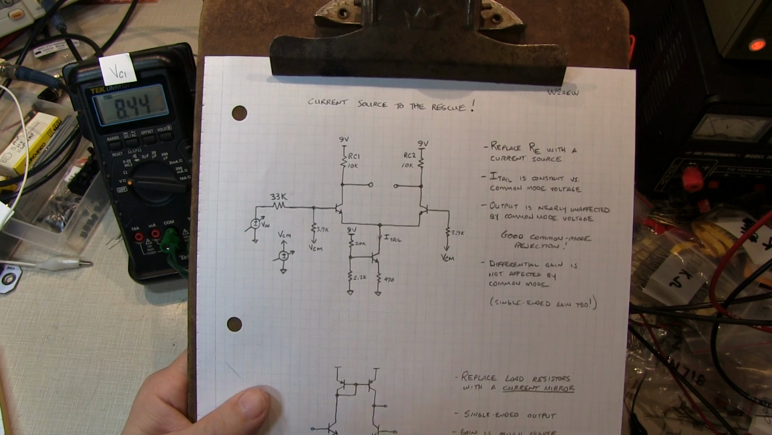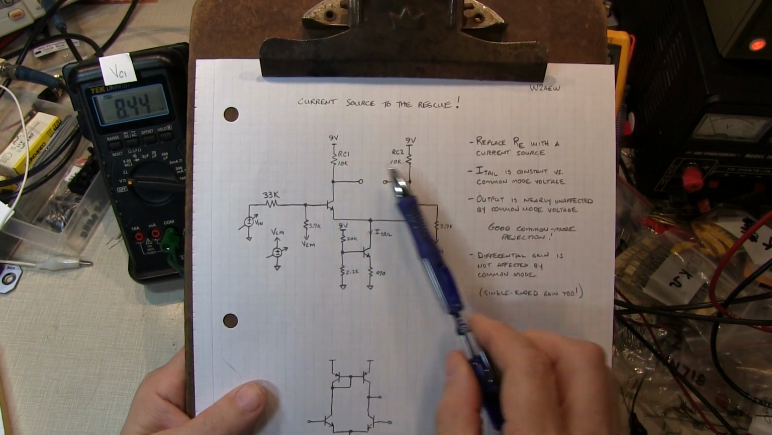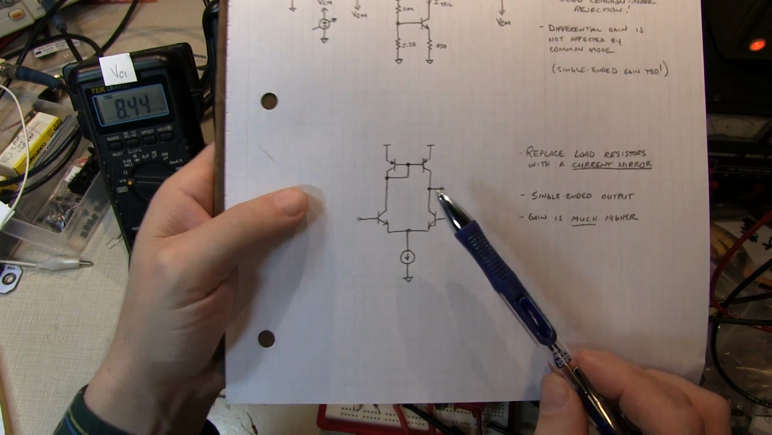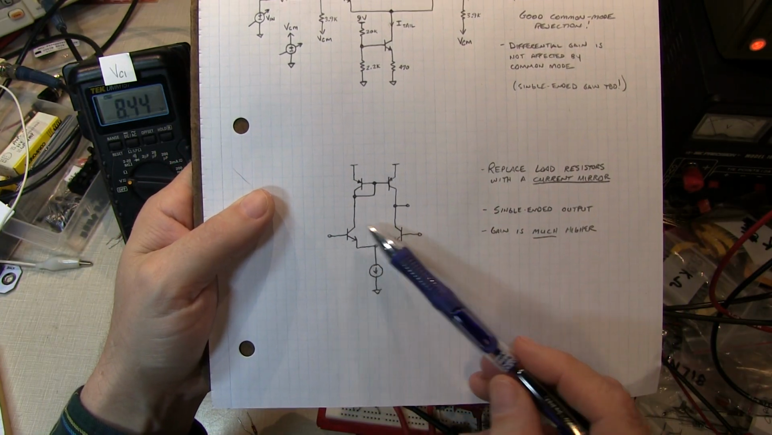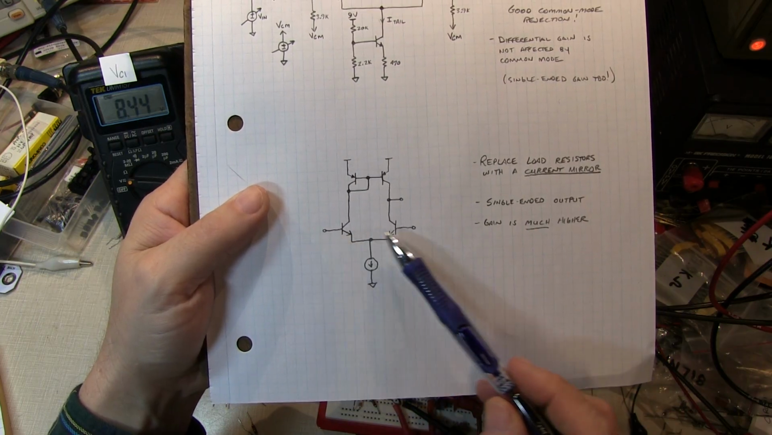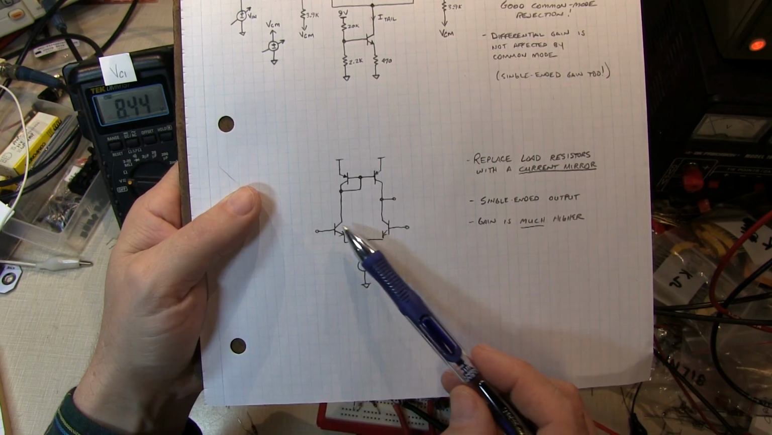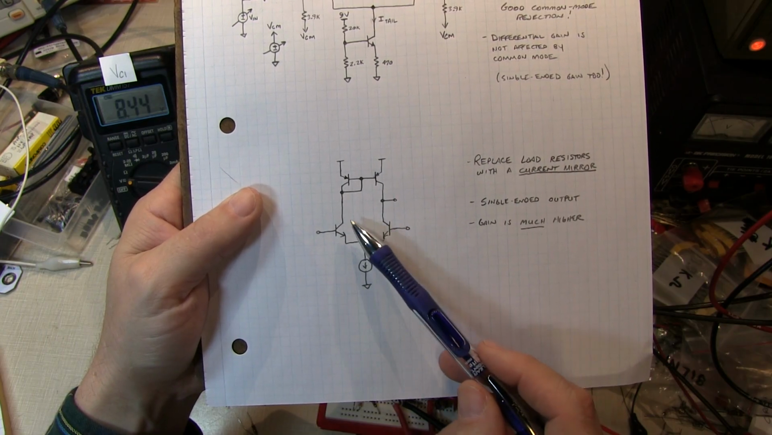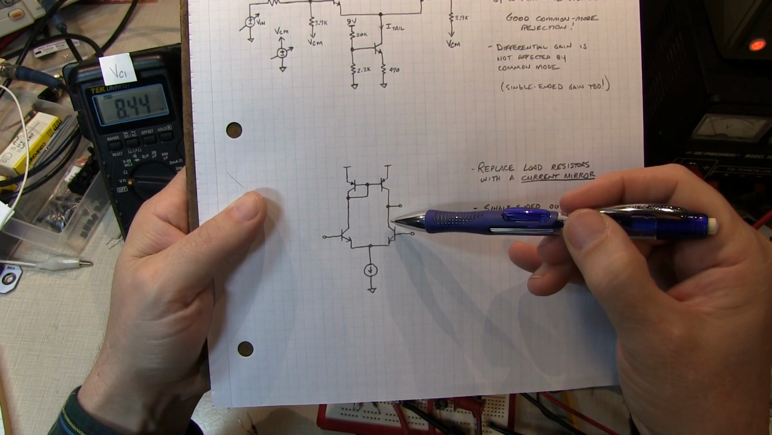Of course, one way to increase the gain of this circuit dramatically is to replace the load resistors with a current mirror. We covered this in the previous set of videos as well. Let's consider the case when the input voltages are equal. The tail current splits equally between the two transistors, so I've got half the tail current flowing here, half the tail current flowing here.